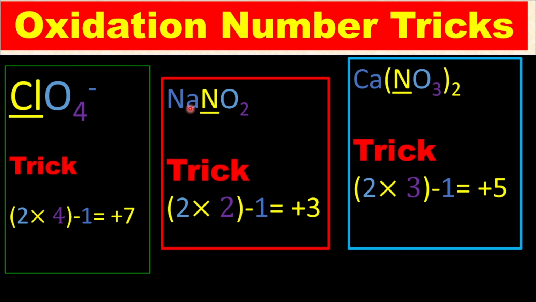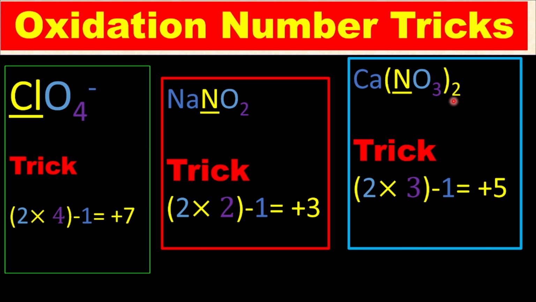Now let's take the second one. This is N. We are looking for that of nitrogen. So we go 2 times 2, that is 4. Sodium charge 1. So minus 1, and that will give you plus 3. Now let's look at this one too.